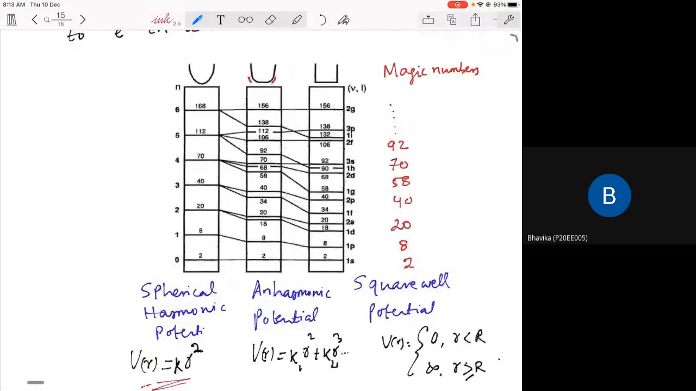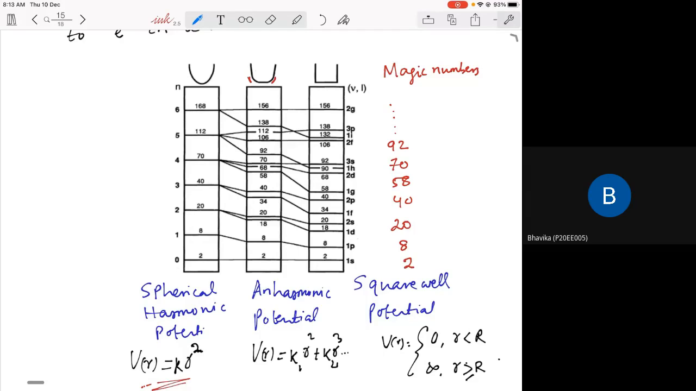Clear? Yes, sir, clear. Okay. Yeah, there is also your question about why we have this 1s, 1p, like that, right? That was your question yesterday? Yeah.